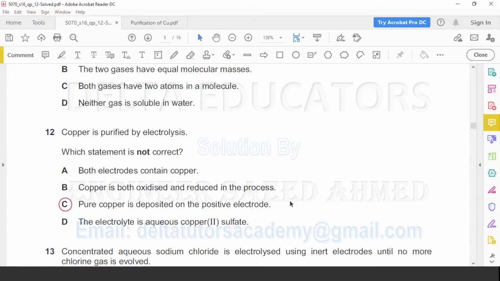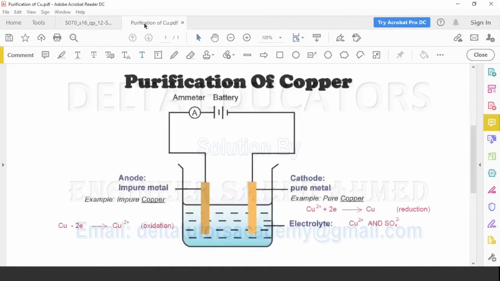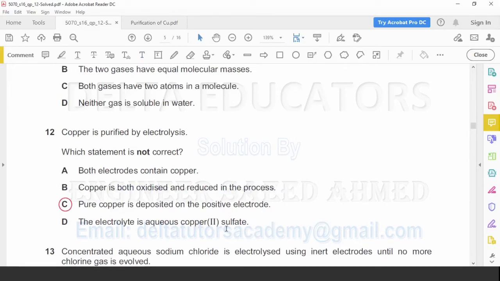What is given in option D? The electrolyte is aqueous copper sulfate. It is correct. Here we have copper ion, sulfate ion, hydrogen ion and hydroxide ion. So this electrolyte is of aqueous copper sulfate. So this one is also correct. The only incorrect statement is given in option C.